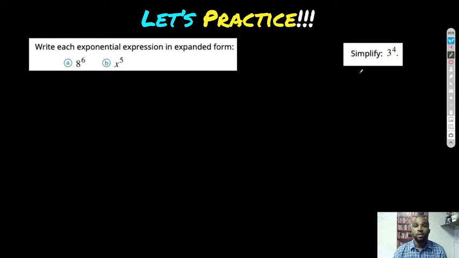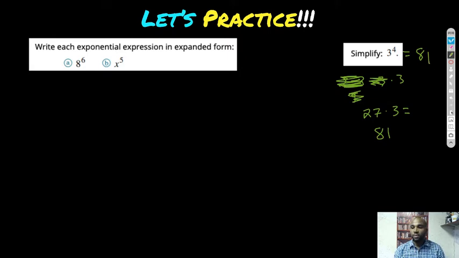To simplify this the best way, we can just solve it. What is 3 times 3 times 3 times 3? Well, 3 times 3 is going to be 9, so that takes care of that. Now I've got 9 times 3, which is 27. And I've got one more 3 to multiply. 27 times 3 is going to give me 81. So when this gets simplified, it goes down to 81. Can you see how that's a simpler answer than 3 to the 4th? Much easier on the eyes too.